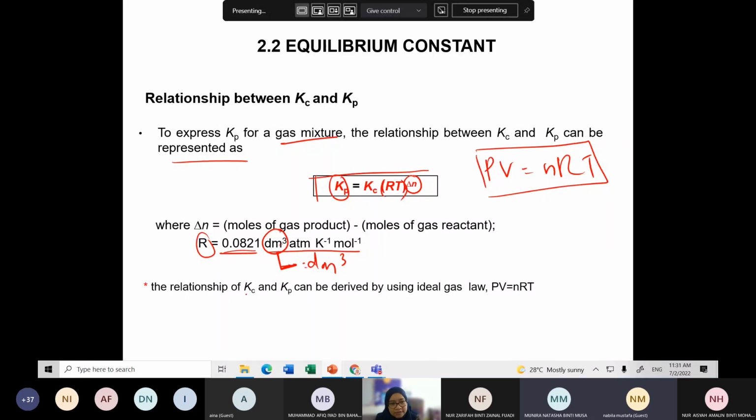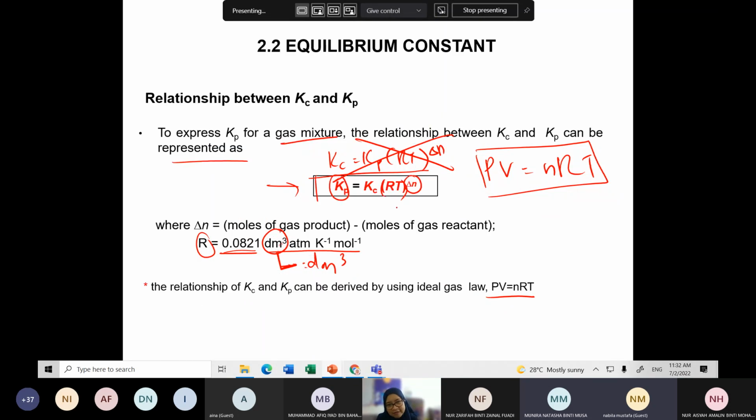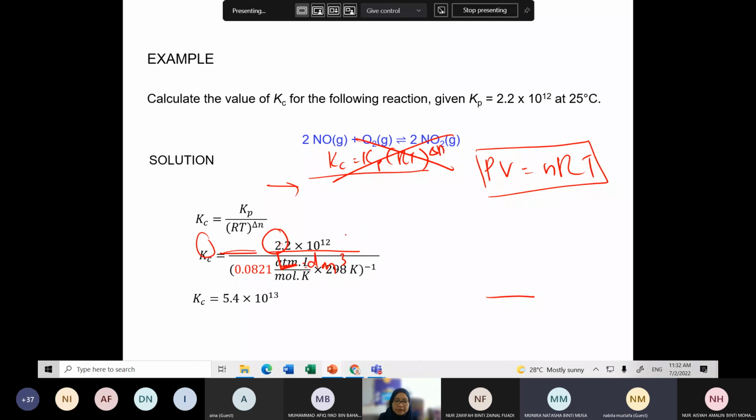The relationship of Kc and Kp can be derived by using the ideal gas law, PV equals nRT. So this is a formula, guys. Do not get confused. Don't just swap Kc and Kp, it's not the same. This is wrong. It should be Kp is equal to Kc RT to the power delta N. It got carried forward.